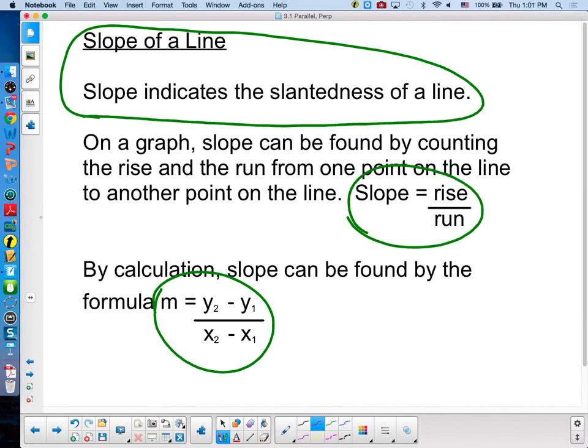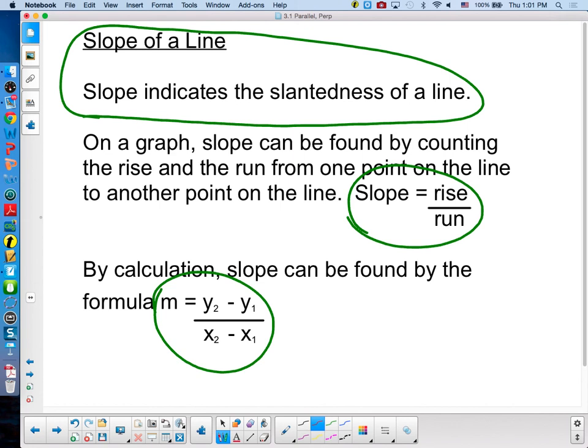10 minus 7 over. Correct. So watch your positives and negatives. 10 minus 7? 3. Over -1. What does 3 over -1 simplify to be? -3. Would this line be going up to the right or down to the right? Down as it goes to the right. From your graphing, you go down 3 to the right 1, down 3 to the right 1.